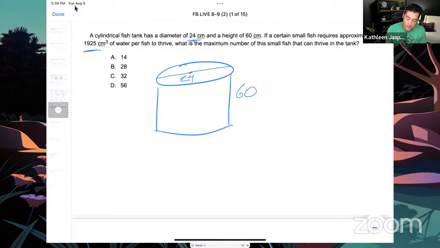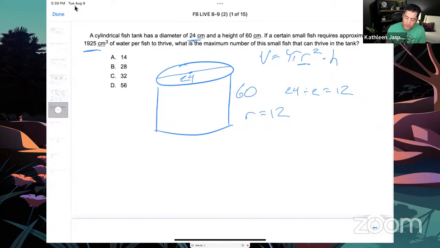First thing, and the one that's going to trick a lot of people, well, first thing is the volume of a cylinder is equal to pi r squared, that's the area of the circle, times the height. Radius is what we need to have. We have a diameter of 24. In order to find the radius, we have to divide by 2. So you've got to go 24 divided by 2, which equals 12. The radius is equal to 12.